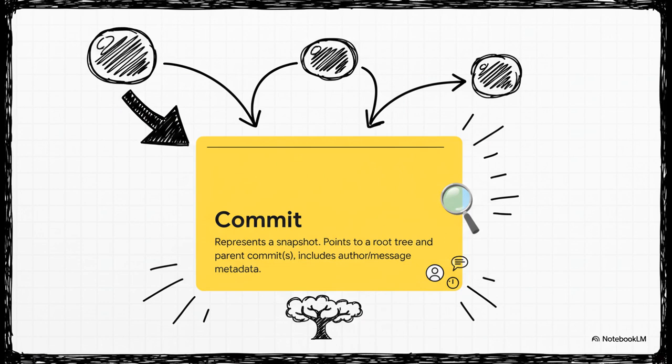And now for the main event, the commit object itself. A commit is basically a snapshot of your entire project at a single point in time. It does this by pointing to the top-level tree for your project's root directory. But here's the magic trick. It also points back to its parent commit, or sometimes multiple parents. That's what creates the chain of history. And of course, this is where all your metadata lives: the author, the timestamp, and that all-important commit message.